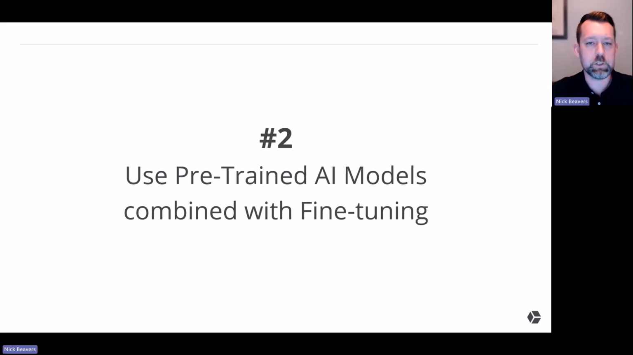So let's talk about number two, and then we're going to dive into a live explanation of some of these things. And our second efficiency strategy is to use pre-trained AI models combined with fine-tuning. So we talked about just generally using deep learning, but this is different. We're talking about pre-trained AI models, and then we're combining that with not just pre-trained, but one that can be fine-tuned. And this is a pretty important point.